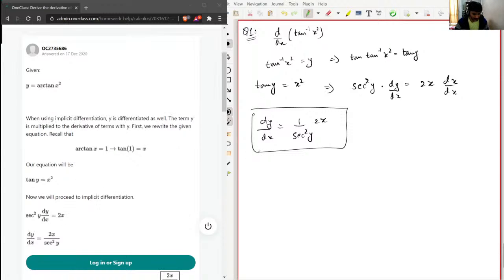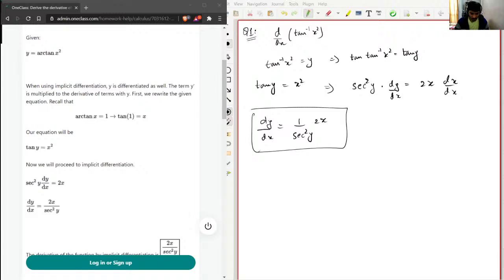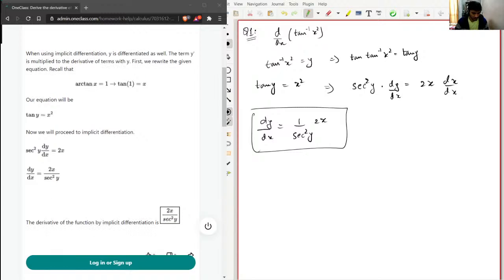So let's just look at the solution given by junior tutorial. That is arctangent x equal to y, tangent of y. Then it is secant square y dy by dx is equal to 2x. Then we divide both the sides with secant square y, and dy by dx is 2x over secant square y. So that is the solution for our case.